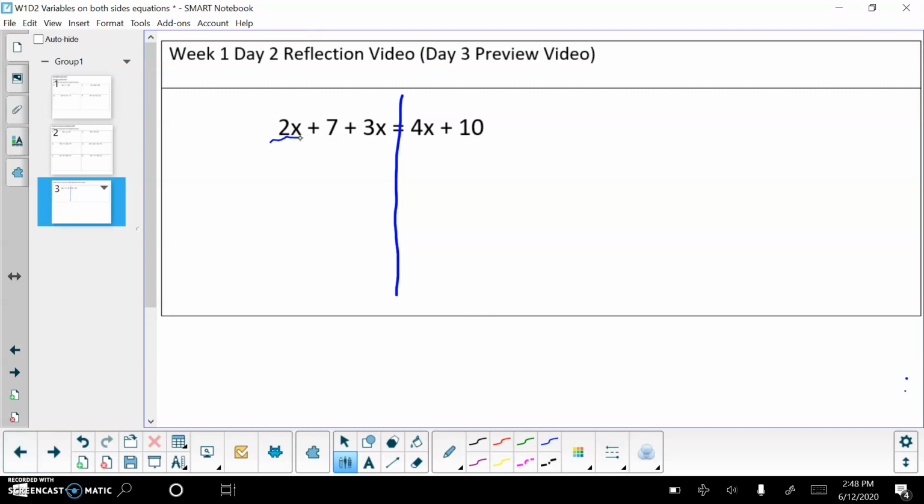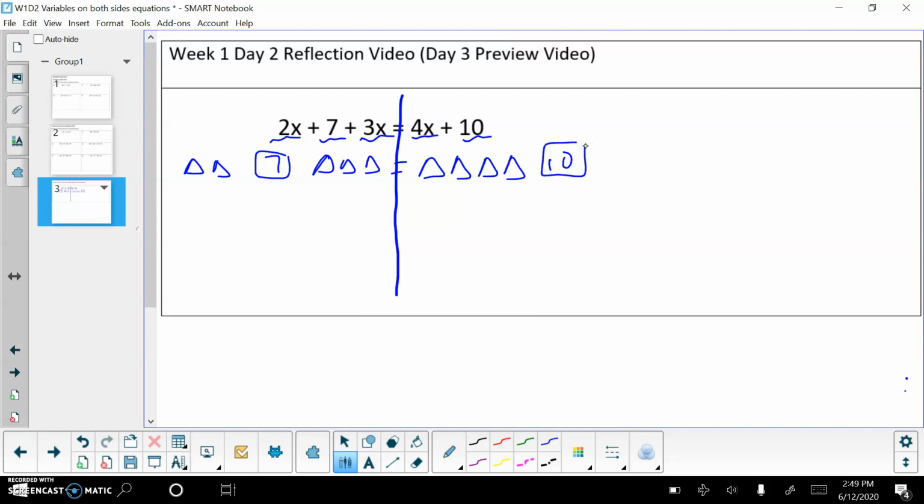Remember, x's, our variables, are our triangles, so I'm going to draw two triangles. And then the next thing after that's a 7. That's a constant, a number without a variable letter. So that's my cube, 7 cubed. And then after that it says 3 x's, so now I've got to do triangles again. So 3 more triangles. And now on my right side it looks similar to what we saw today. I've got 4 x's, so 4 triangles. And then the 10 constant is just a 10 cube.